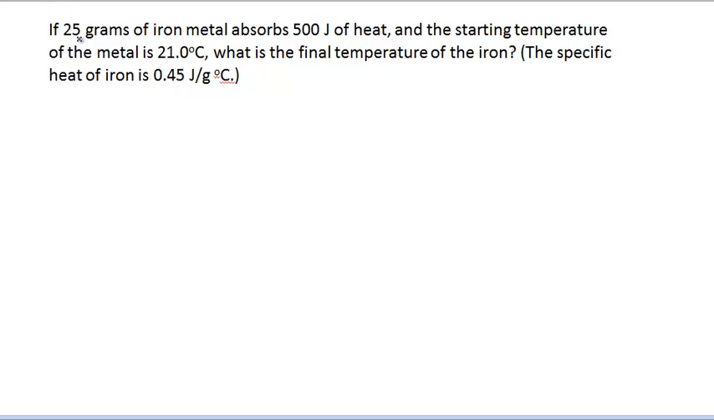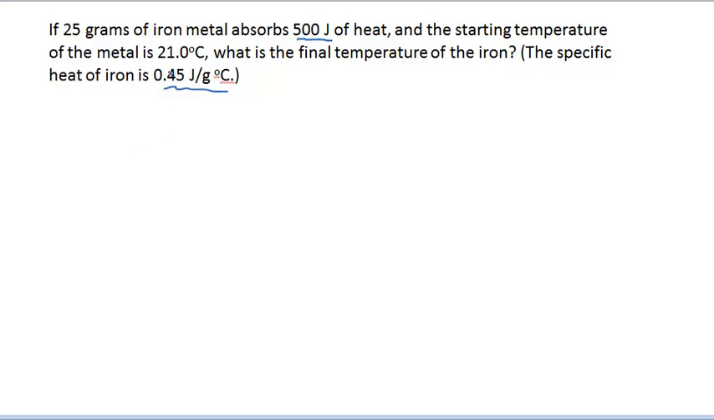All right, so the problem reads, you've got 25 grams of iron, and if that 25 grams of iron absorbs 500 joules of heat, and the starting temperature of the metal is 21 degrees Celsius, what's the final temperature of the iron going to be? Okay, and then I give you here in parentheses the specific heat for iron.